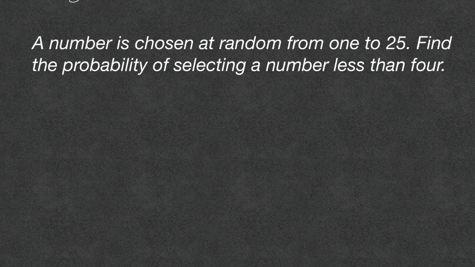So number 2 on our first page says that there's a number chosen at random from 1 to 25. We're going to find the probability of selecting a number less than 4. Okay, so it's less than 4.